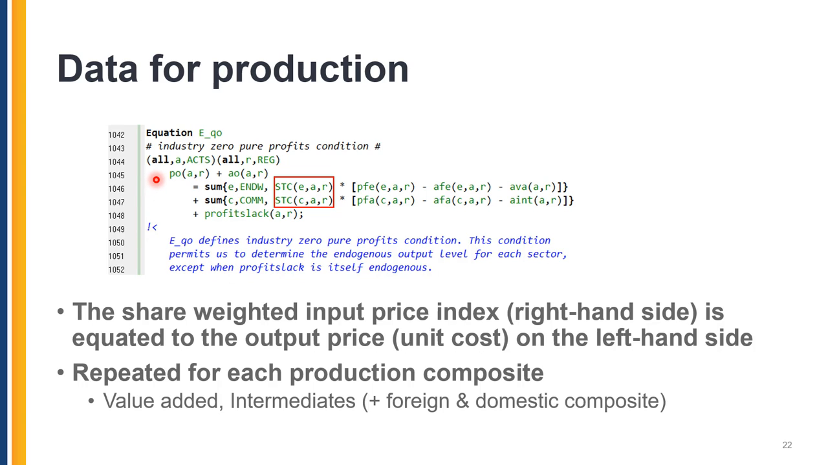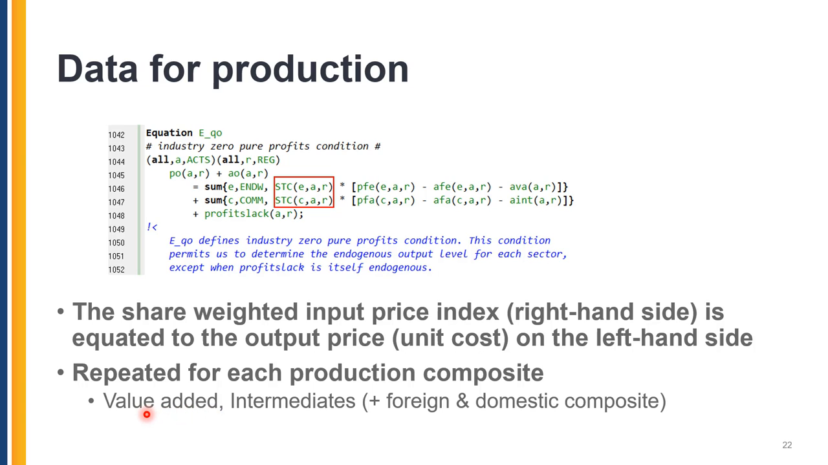Let's remind ourselves this equation is a share-weighted input price index. On the right-hand side, you have all the inputs, their percentage changes being pre-multiplied by their shares in total cost, and that's equated to the output price, or the unit cost, on the left-hand side. Now, this output price index being made of share-weighted changes in all of the inputs is something that gets repeated as we move through all the production nests.